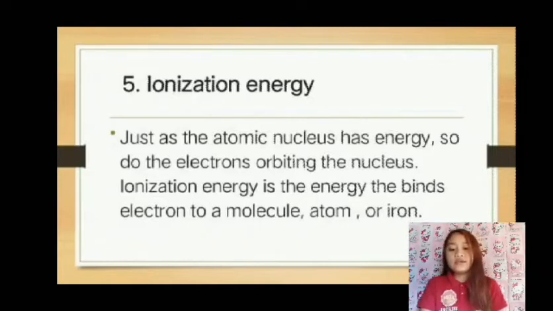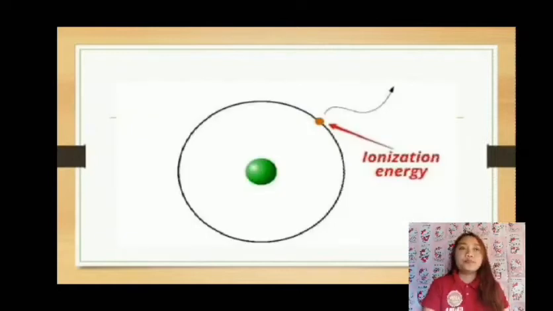It is easier to remove electrons from atoms with a small ionization energy, so they will form cations more often in chemical reactions. So in this picture, it is an ionization process where an electron is removed from an atom.